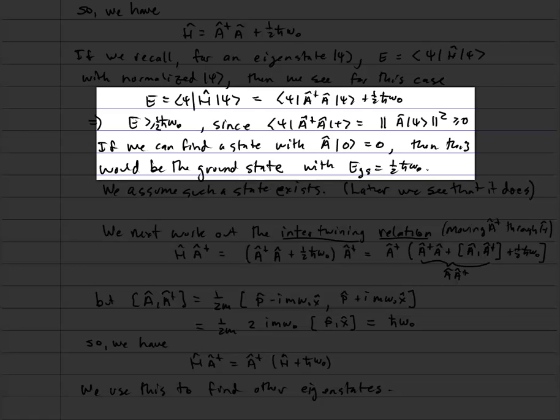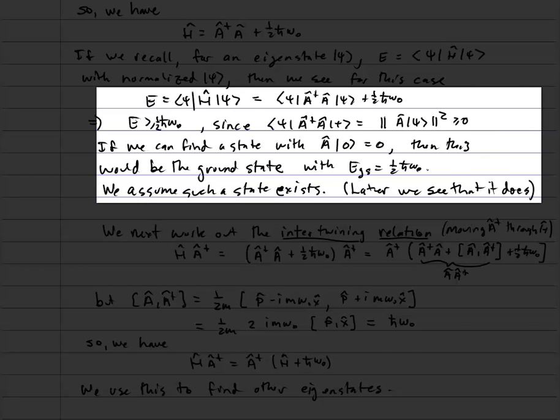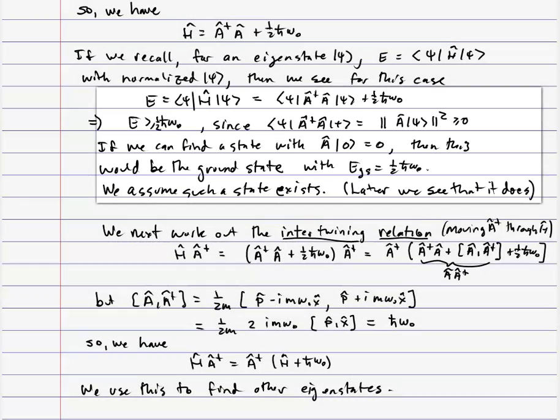Now we're using the notation ket with a 0 in it to denote the ground state. The ground state energy is then equal to 1/2 h bar omega 0. And for the moment, we're simply going to assume that such a state exists. Later, we will see exactly why such a state does exist.